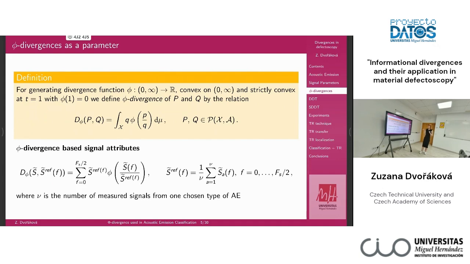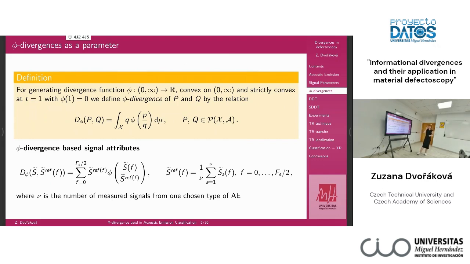For a generating divergence function phi, convex on the interval 0 to infinity and strictly convex at 1 with the value at 1 equal to 0, we can define phi divergence between probability measures in this form. But we measure digitalized signals, so we cannot use the continuous form of this formula. We use a discrete formula in the form of a sum, where we calculate a phi divergence between norm spectra of signals.